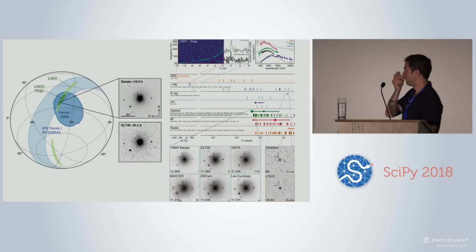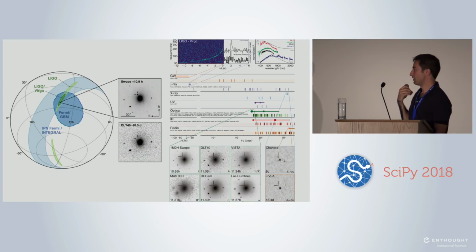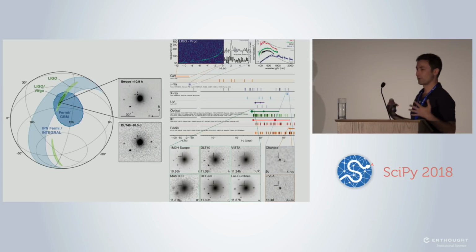I should add that it was also detected in X-rays and radio, and the X-ray and radio emission is extremely important for understanding the bulk properties of the outflow from this event, and understanding the geometry. But the X-ray and radio could be the subject of a whole talk or a whole conference for that matter. But you can actually still detect it in X-rays and radio to this day.